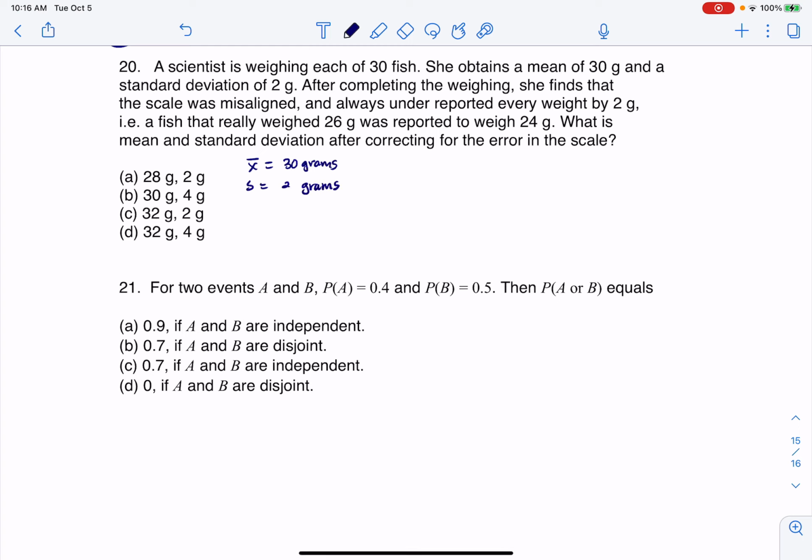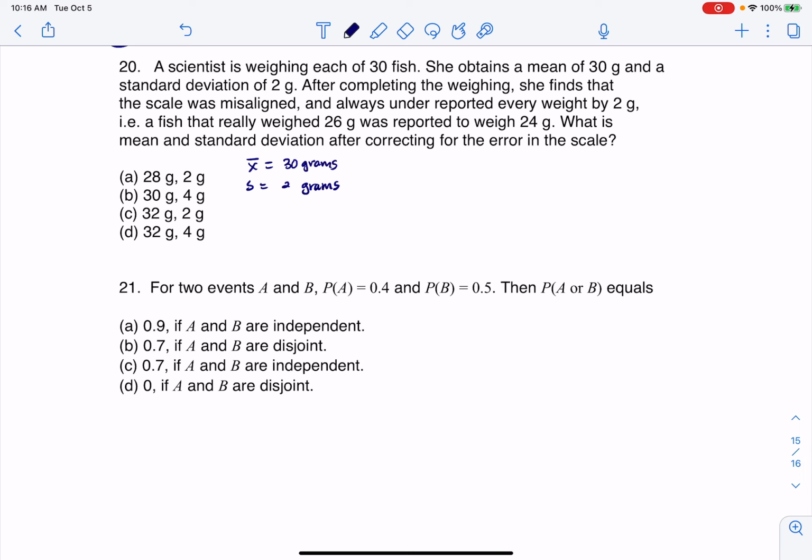All right, after completing the weighing, she finds that the scale was misaligned and always underreported every weight by 2 grams, i.e. a fish that really weighed 26 grams was reported to weigh 24 grams. What is the mean and standard deviation after correcting this error?